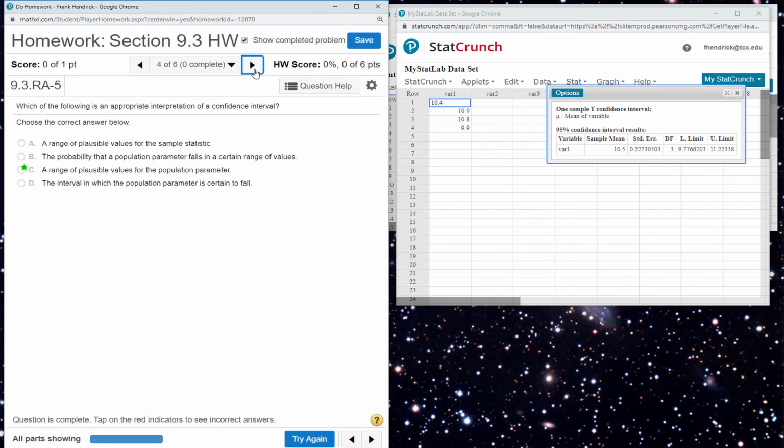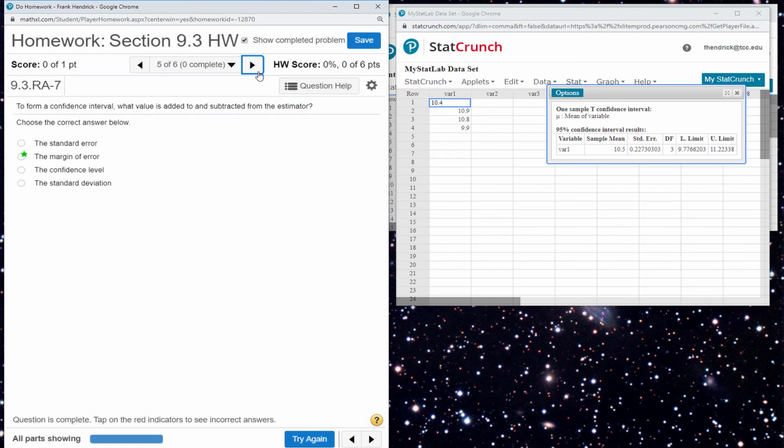Which of the following is an appropriate interpretation of a confidence interval? C. A range of plausible values for the population parameter. From a confidence interval, what value is added and subtracted from the estimator? The margin of error. Hypotheses are always statements about which of the following population parameters.